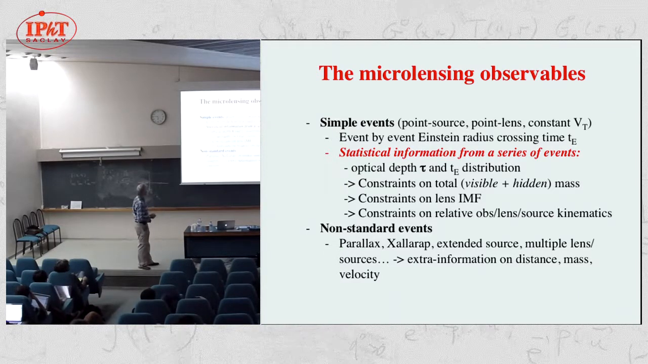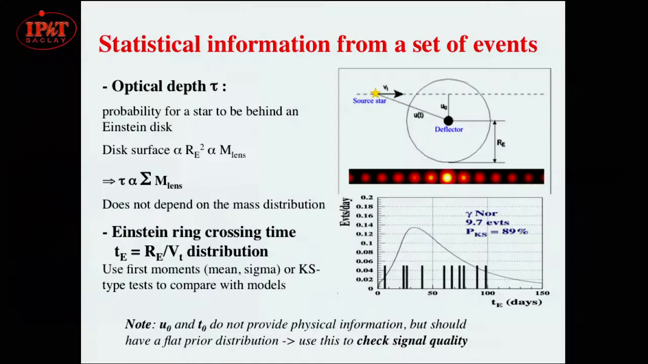Besides parallax, there is also the source. The source is not really a point-like source; it's an extended source. It's a surface. It's a star. So in some cases you have to take this into account and go beyond the simple approximation. You can also have multiple lenses. All this gives you extra information, on the distance, and then the mass and velocity.